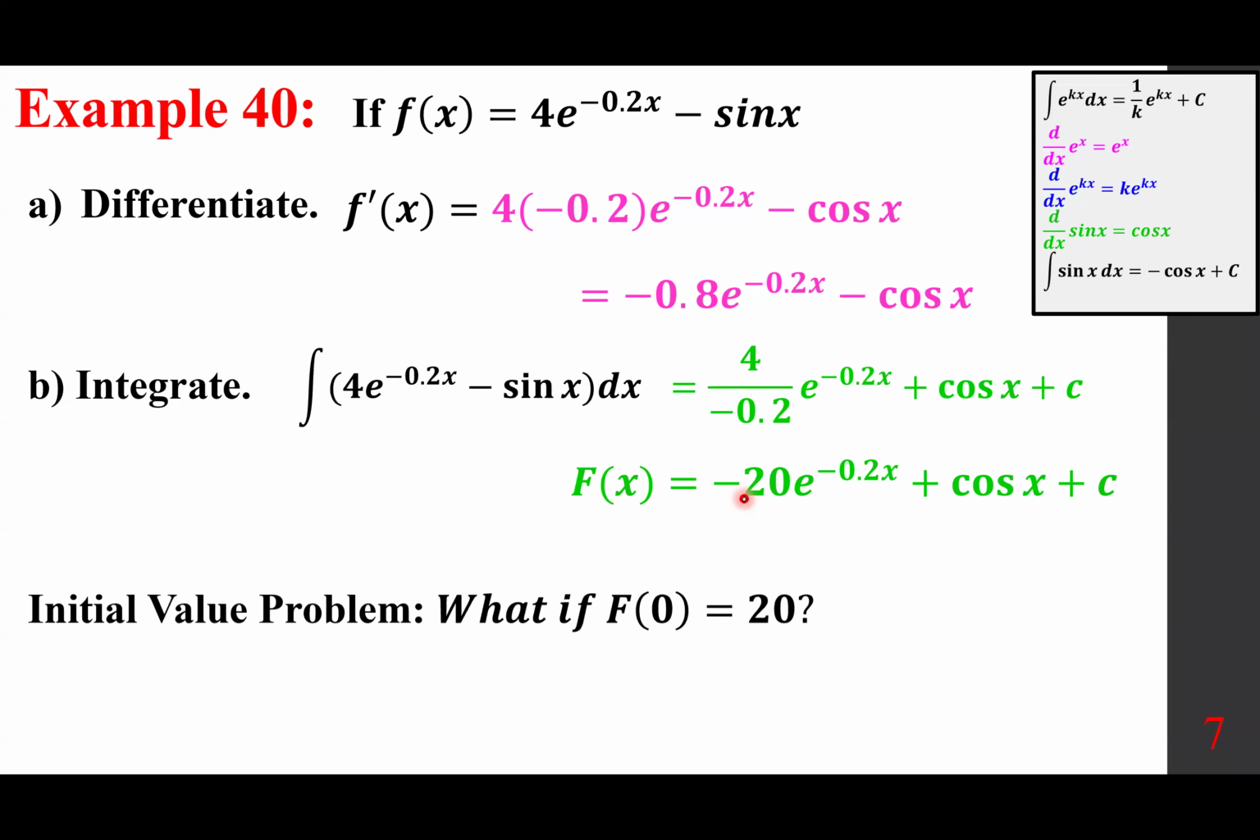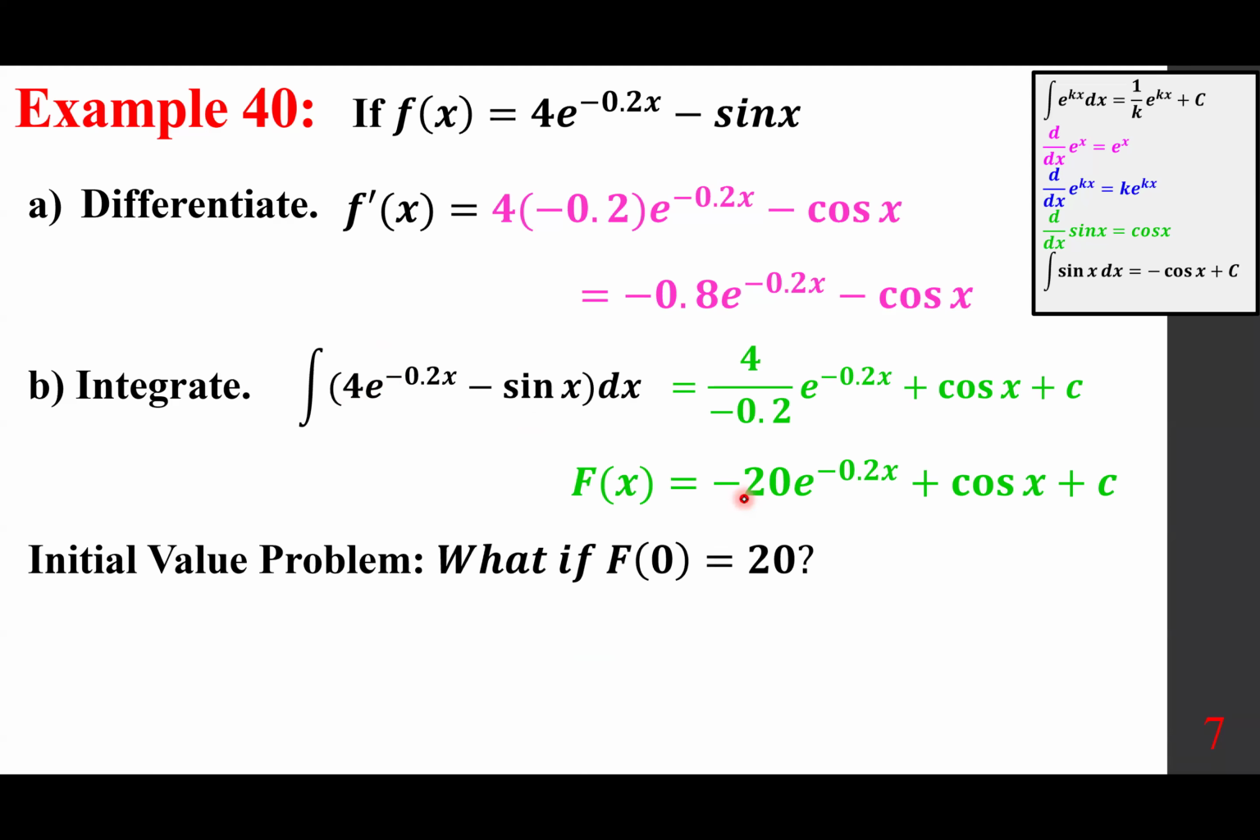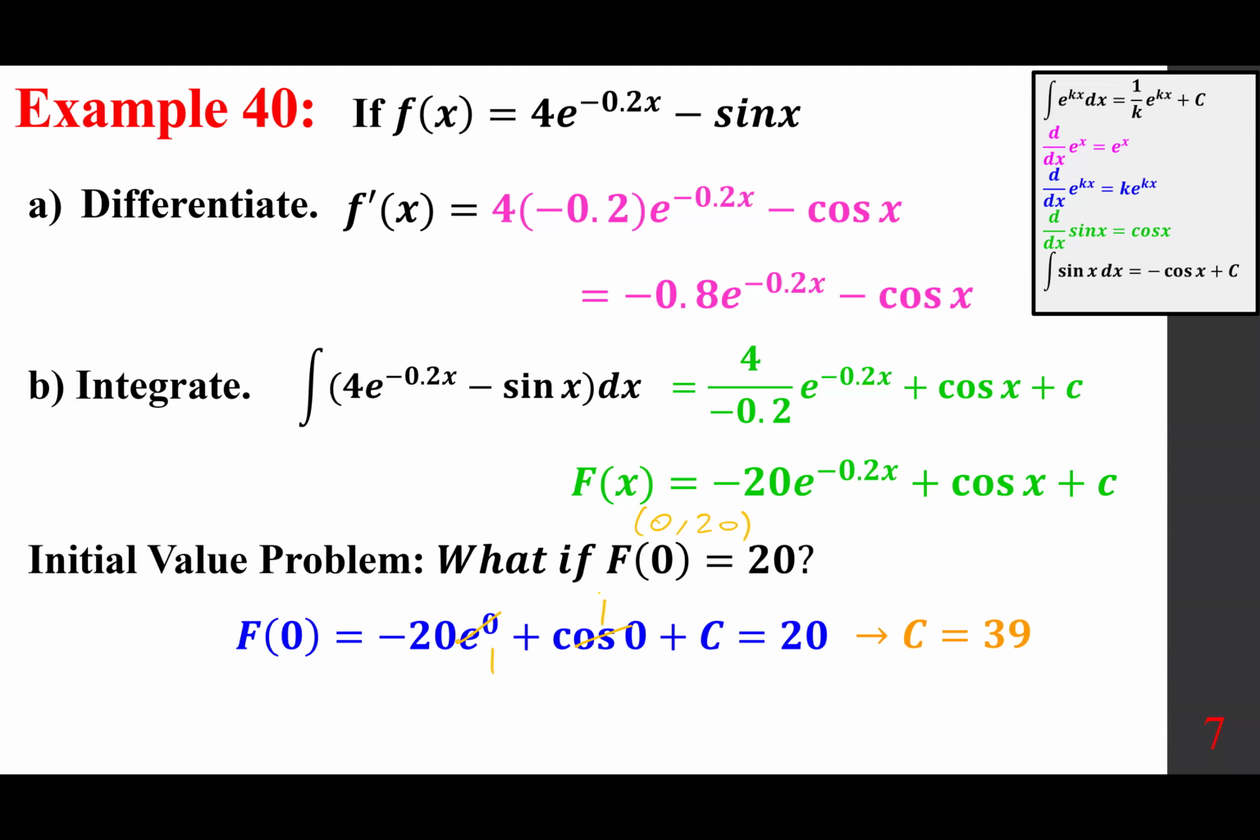We are done. Let's make it into an initial value problem by coming up with one pair. F of 0 is 20. That means you have the pair 0, 20. So replace the independent variable, which is x, with 0, and f of x or y with 20. You know e to the power of 0 is 1. Cosine of 0 is also 1. And you end up with C being 39.